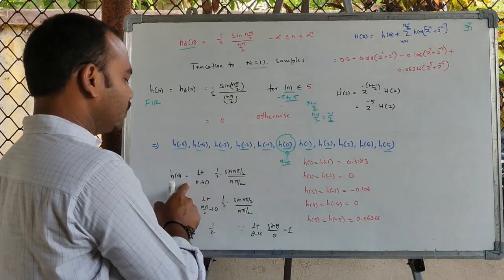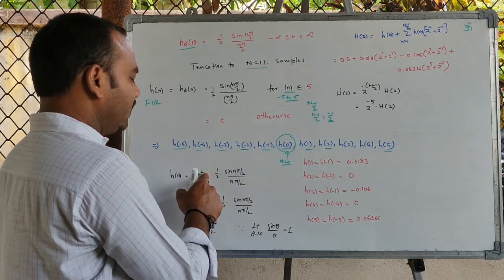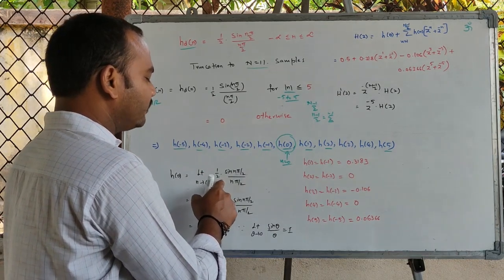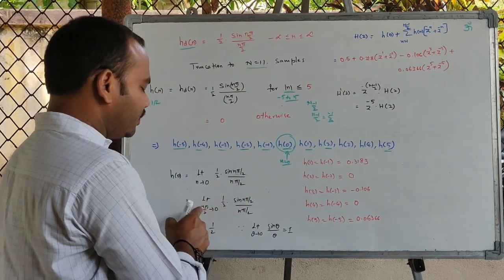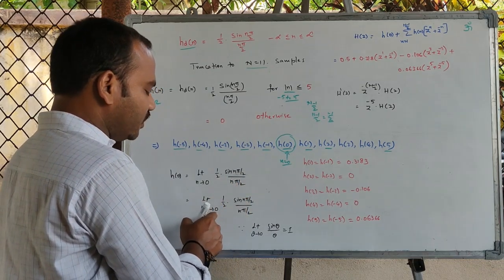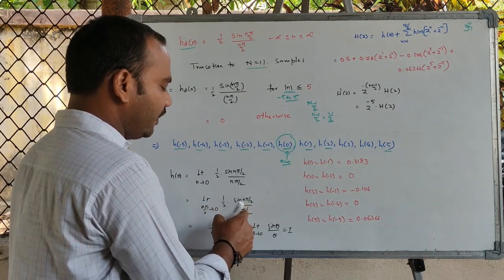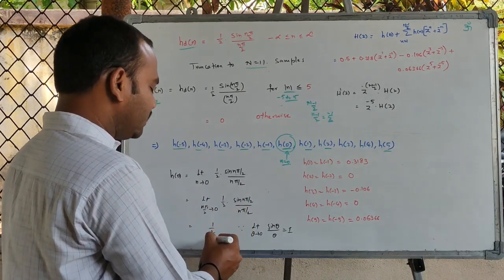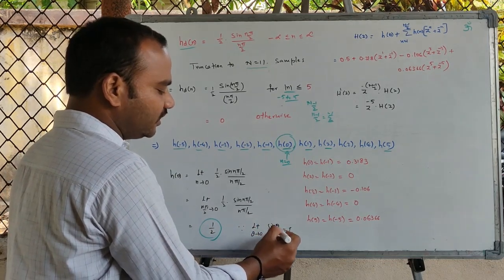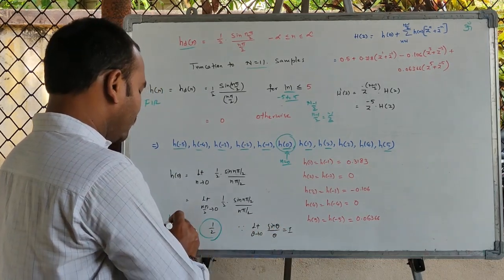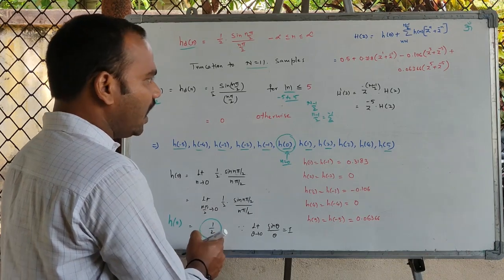So h of 0 is equal to, we will take the limit n tends to 0, half times sine n pi by 2 by n pi by 2. And this limit can be changed to the limit n pi by 2 tends to 0, half sine n pi by 2 by n pi by 2. And the result is half, because the limit theta tends to 0 of sine theta by theta is 1. Therefore, h of 0 value is half.